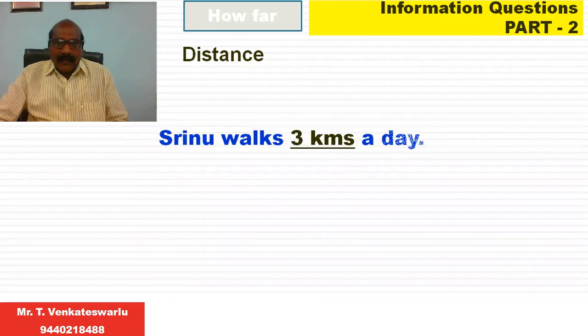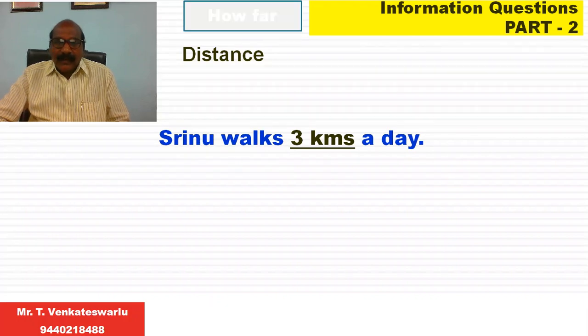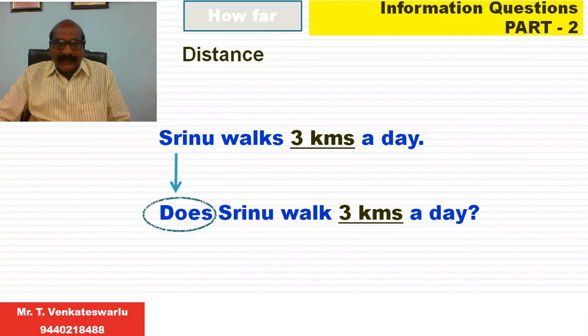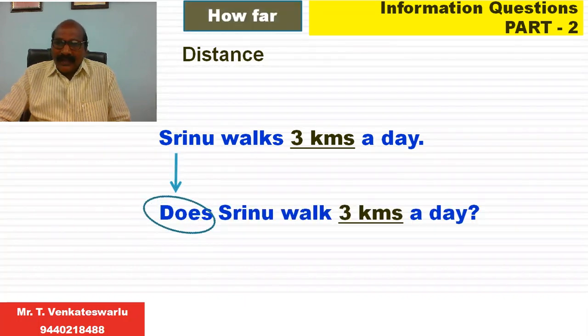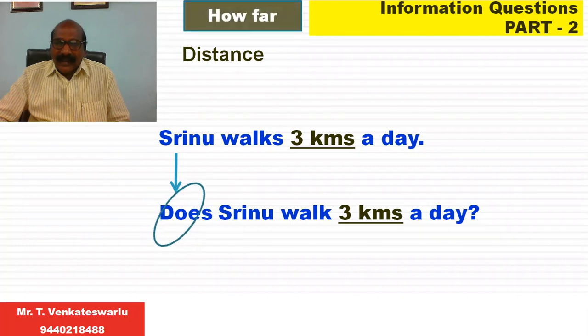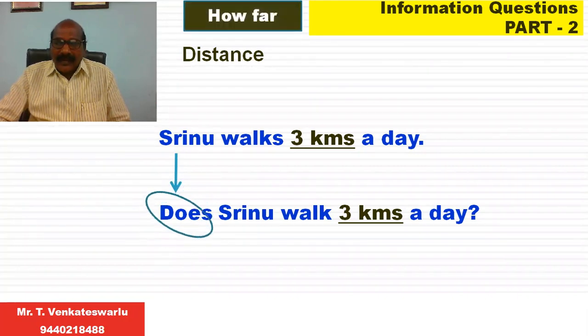And another example. Srinu walks 3 kilometers a day. And the given verb here is in simple present tense and the verb has s also. In such cases, we should begin the yes or no type question with does. Does Srinu walk 3 kilometers a day? Whenever we use does, the main verb doesn't take any s or es. Does Srinu walk 3 kilometers a day?